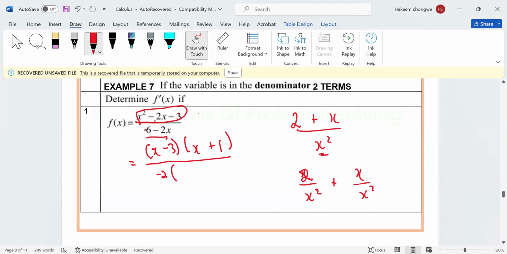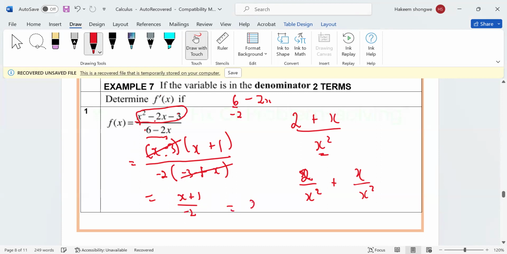If you took out minus 2 as a common factor, basically this is what you have: 6 minus 2x. If you divide this by minus 2, you're going to be left with minus 3 plus x, like this. This one and this one are exactly the same. Do you agree? Since that's the case, you are going to have this one divided by this one, and then x plus 1 all over minus 2. Then you can differentiate this.